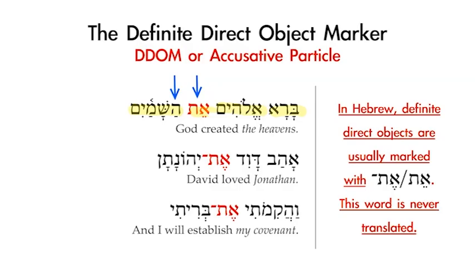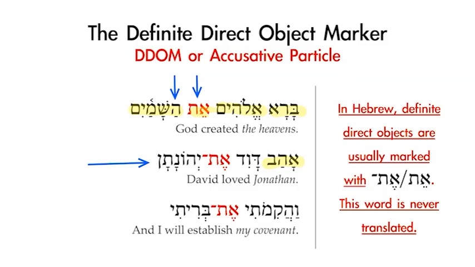Now, when it marks something that's a definite direct object of the verb, there are three different kinds of objects that can be definite. Proper names are considered to be definite, and they don't need the definite article to be definite. So the Hebrew word right there, Yehonathan, or Jonathan, is the definite direct object of the verb ahav. Here we have ahav, Dawid, eth Yehonathan. David loved Jonathan.